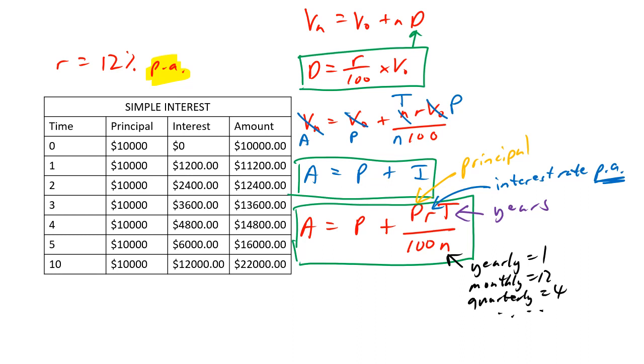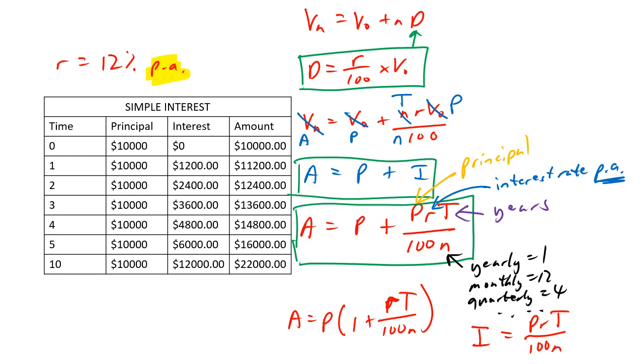Some textbooks will rearrange this, so you might end up with A equals P times 1 plus rT over 100N. That's a little r there. That's the same thing, it's just being rearranged. And I'll give you another formula. Remember that the PRT over 100N is I, so just I equals PRT over 100N, and that's another little formula that you might want to use.